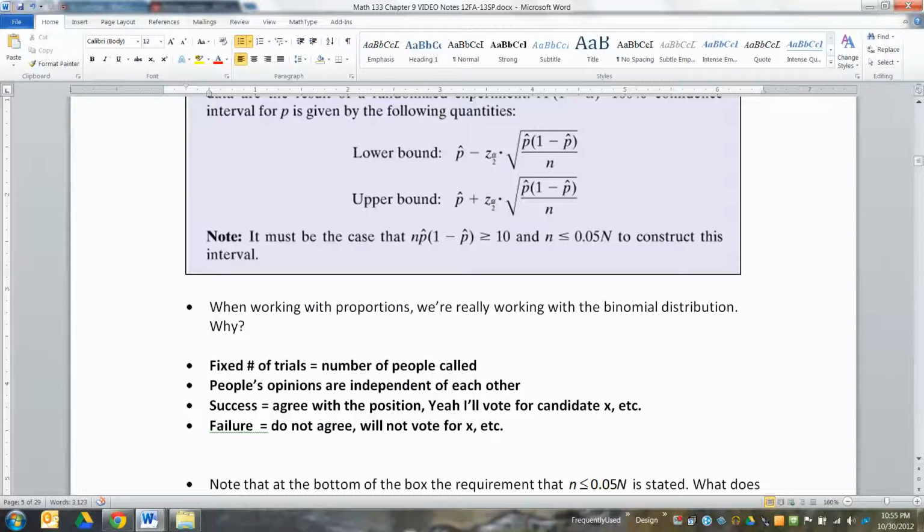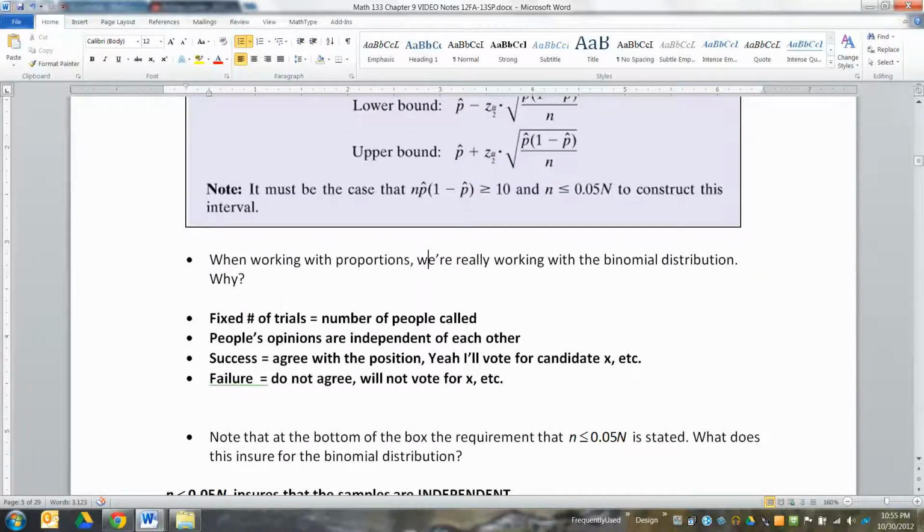I have success and failure. I agree with this position. I'll vote yes on the proposal, whatever. Or I'll vote for this candidate, that kind of thing. And failure is you don't agree. I'm not going to. So it's got success and failure. It's got independence, and it's got a fixed number of trials.